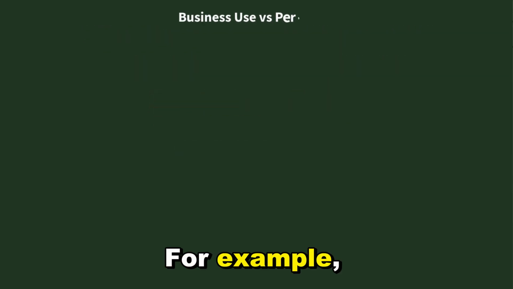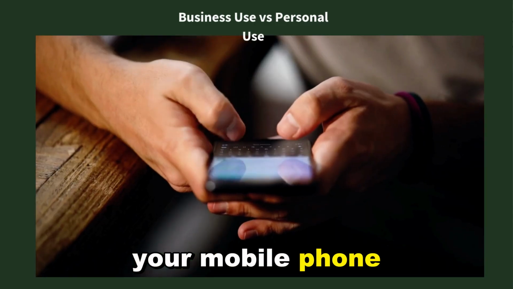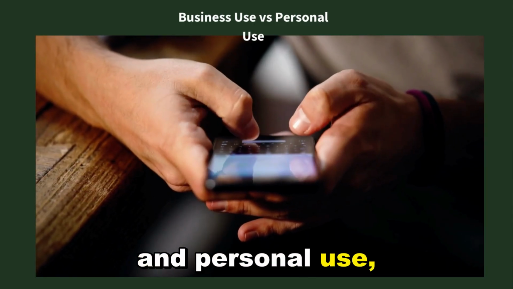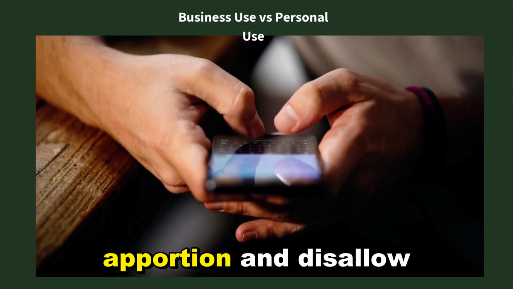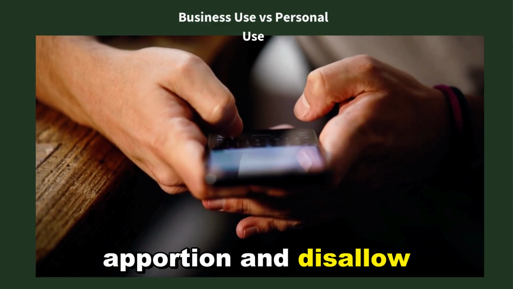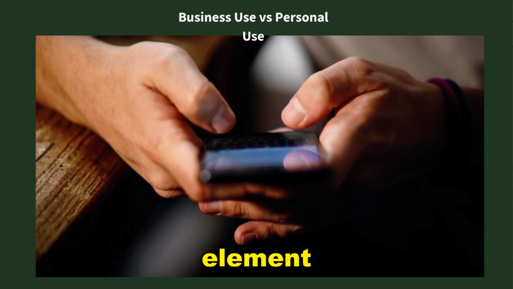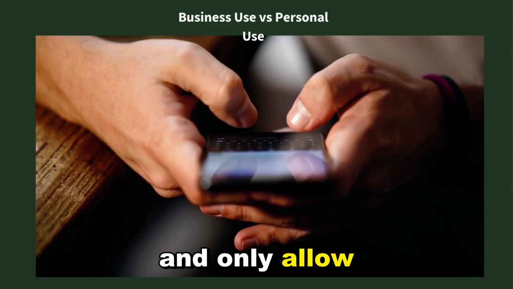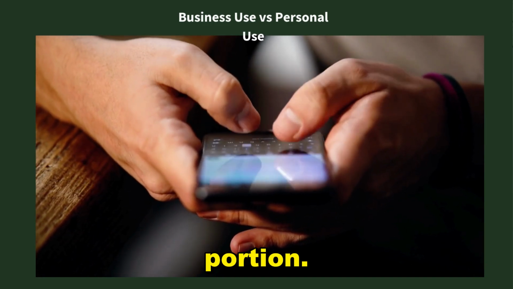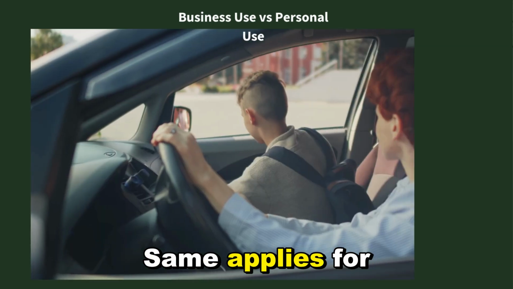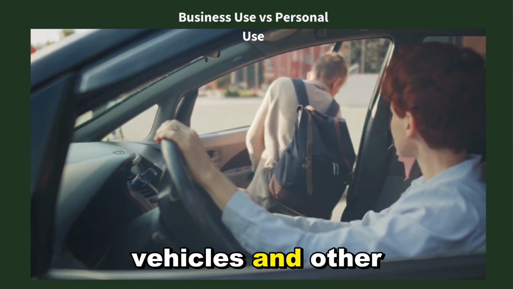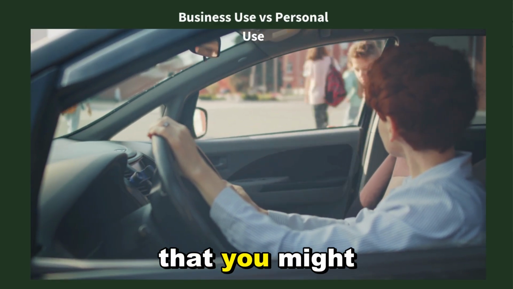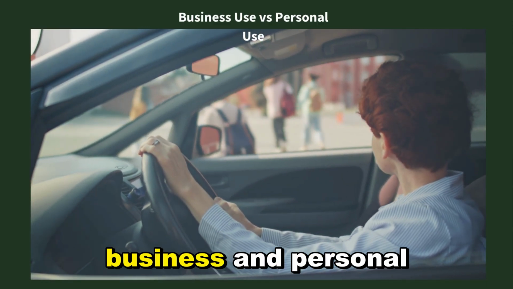For example, if you use your mobile phone for both business and personal use, then you must apportion and disallow the personal use element and only allow the business use portion. Same applies for vehicles and other items that you might use both for business and personal use.